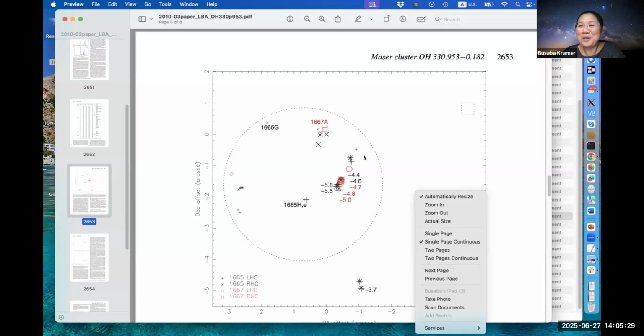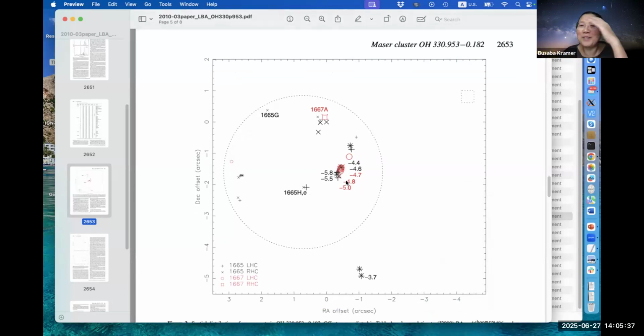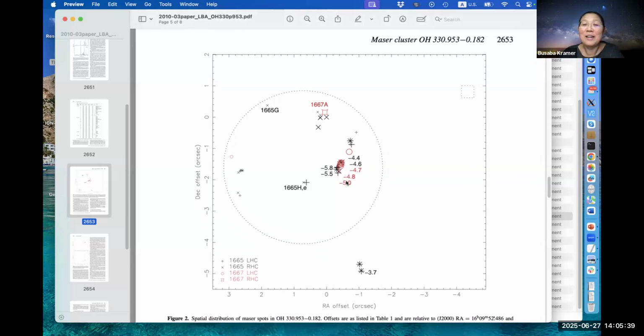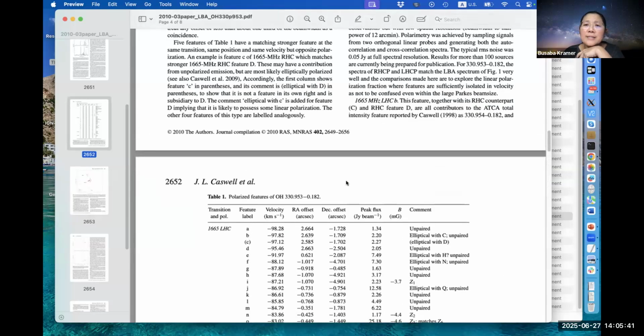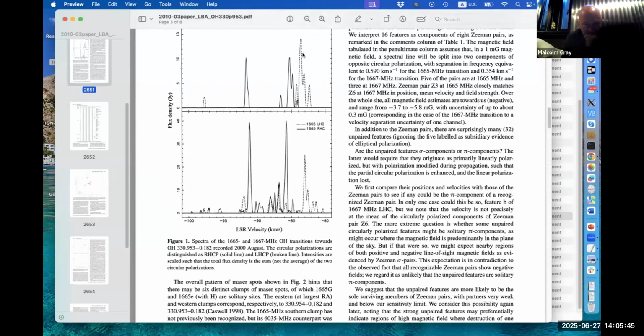Sorry, did you confirm that as a Zeeman pair? Oh yeah, here we mapped it. Well, I have to go back to the paper again. That was some time ago. I think we could identify that some are really, but some are multiple spots.